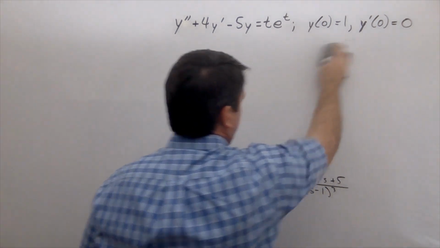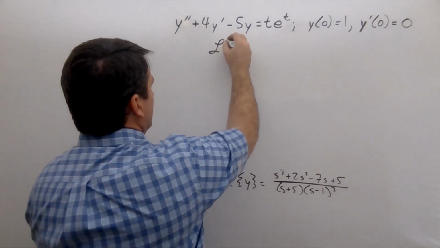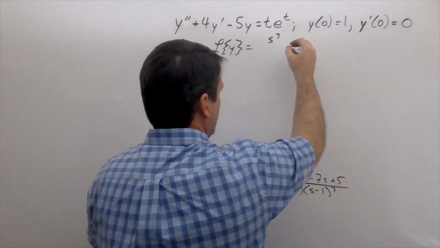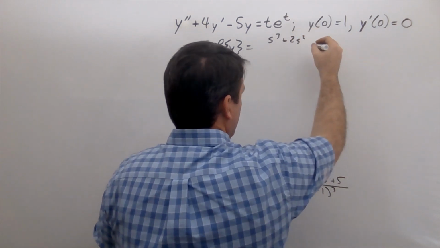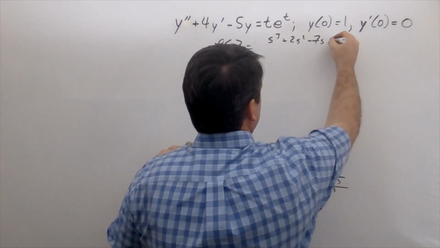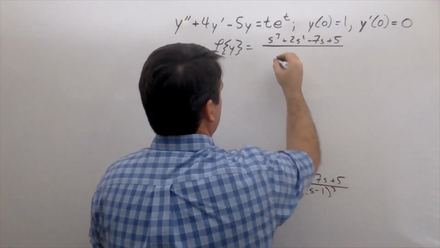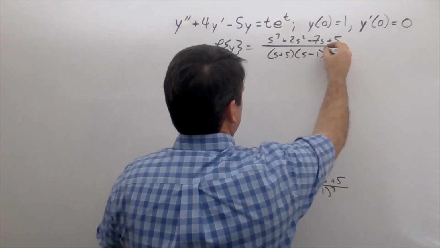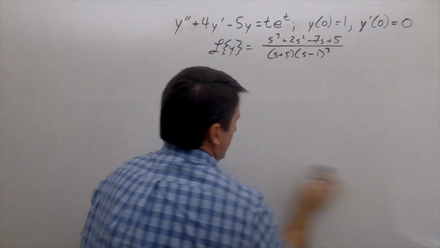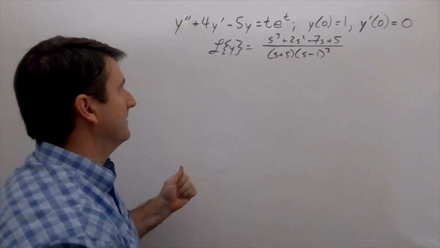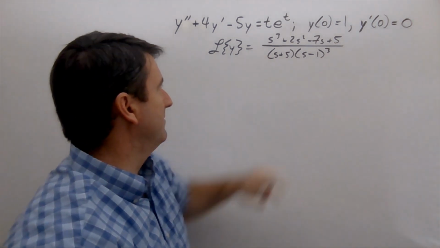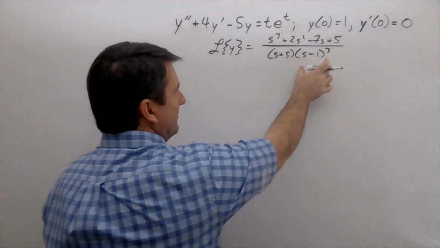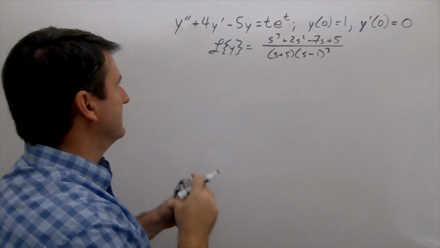So let's put that up here now. The Laplace transform of y is equal to (s cubed plus 2s squared minus 7s plus 5) all over (s plus 5) times (s minus 1) cubed. Now we need to split this up using the method of partial fractions, and we've got repeating linear factors here.